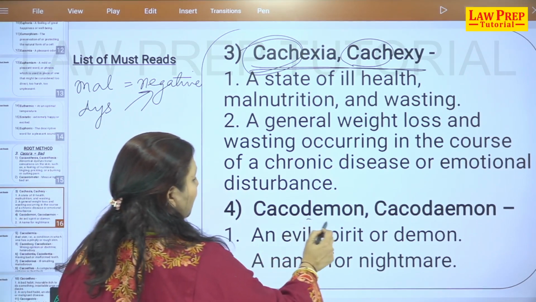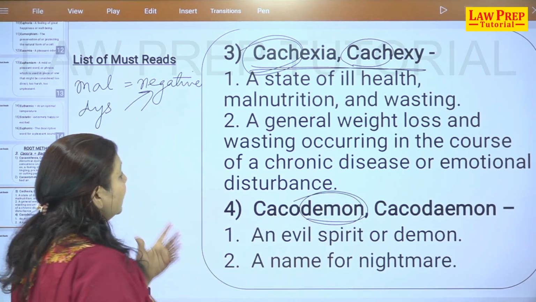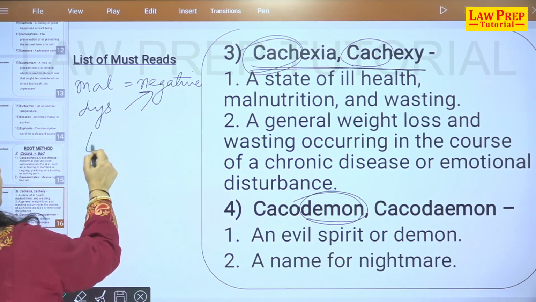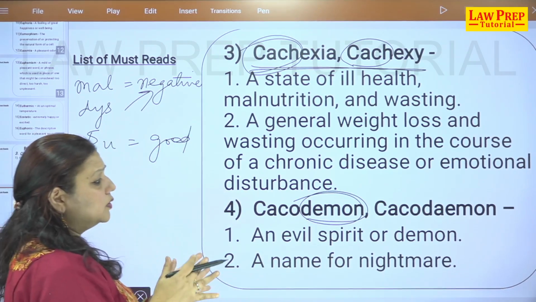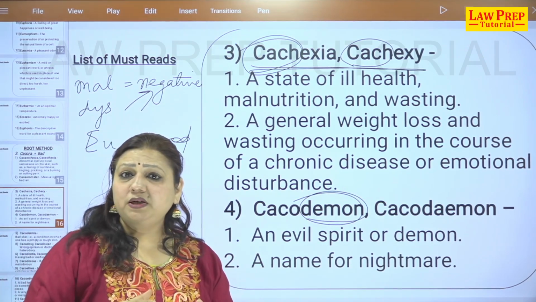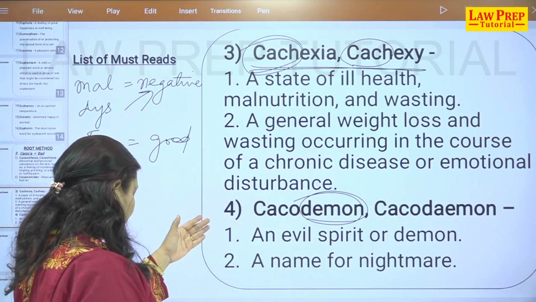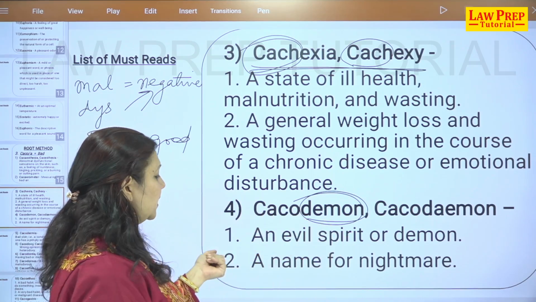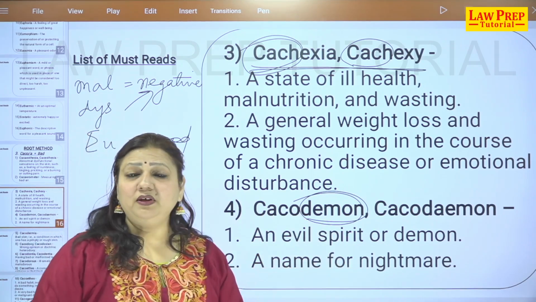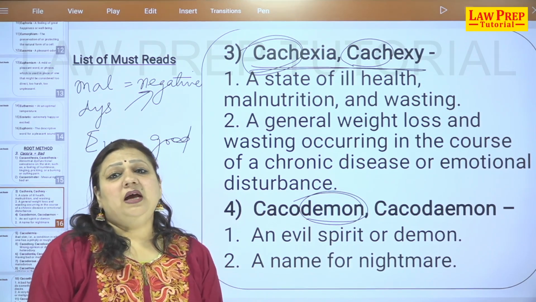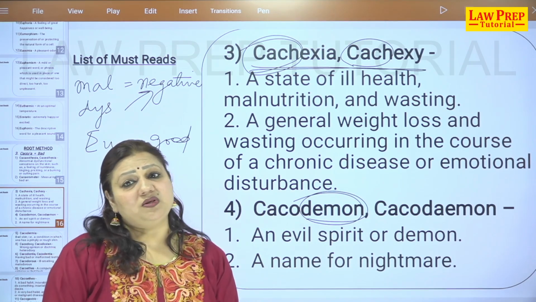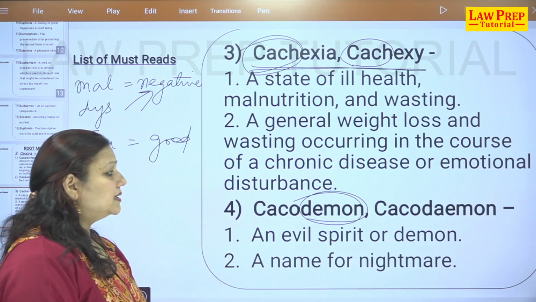Cacodemon. Now demon. You remember last time we had done eudemon. What is eu? Good. So eudemon was a good spirit, a benevolent spirit, a kind spirit. This is cacodemon, an evil spirit. It's a name for a nightmare. Sometimes at night we see a bad dream, a nightmare, and this makes us frightened and we wake up from a dream. And that is cacodemon.